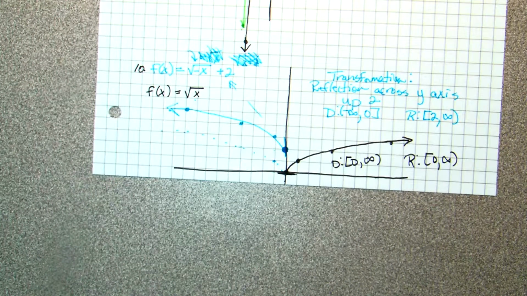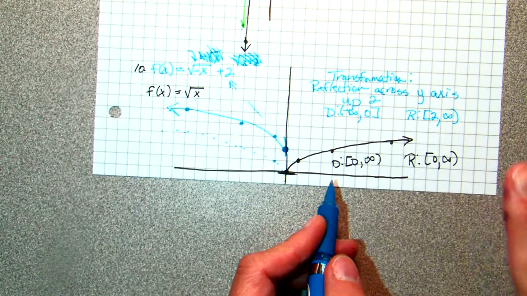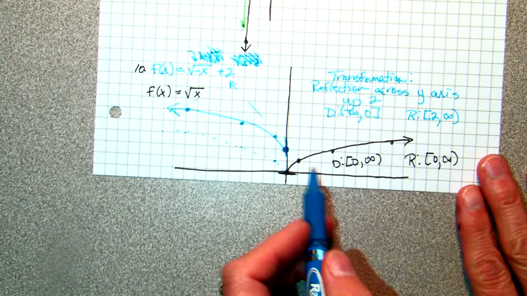All right, now what about even and odd? Is a square root ever an even function or an odd function? It's not. Neither one of those are. A square root function is always neither. It doesn't matter what you do to it. It's not even, it's not odd.